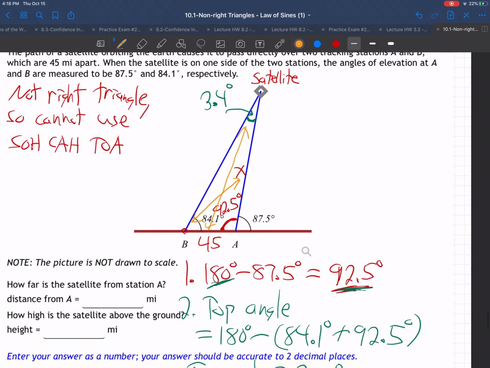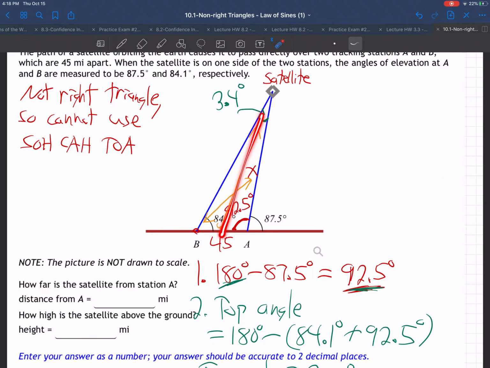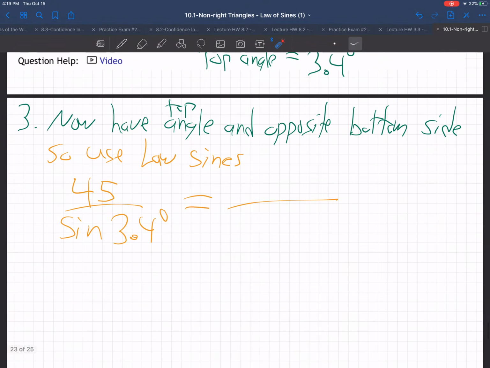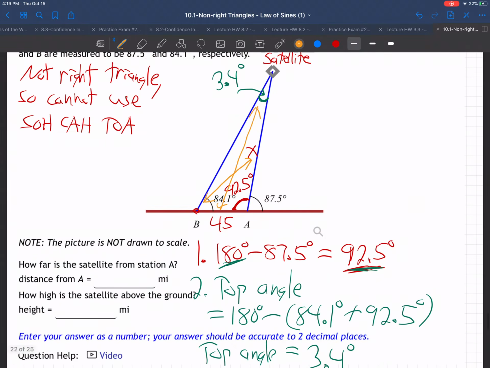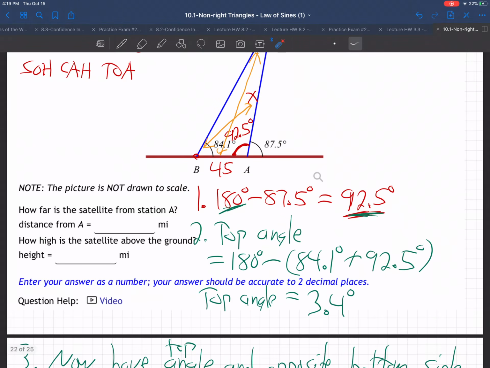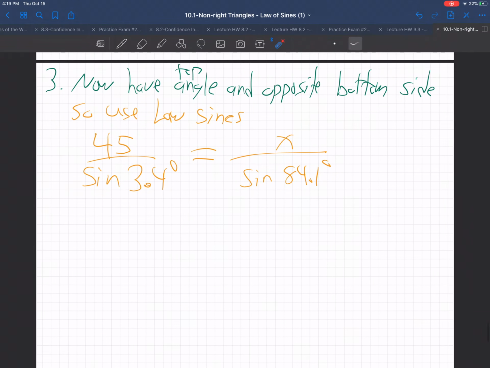See how that's these two? 45 over the sine of 3.4 has got to equal x over the sine of 84.1, because those are across from each other, aren't they? X and this angle. And this is x, what we're trying to find. So, law of sines, we're in business.